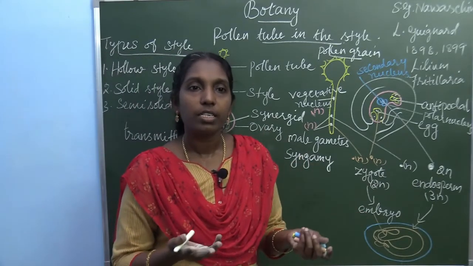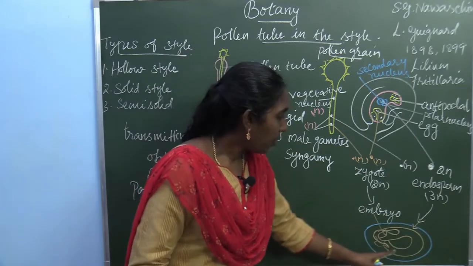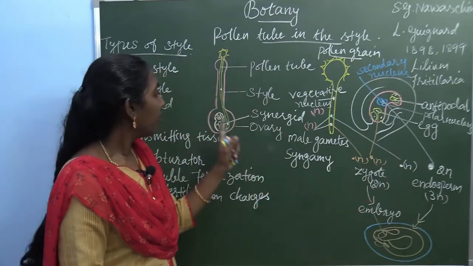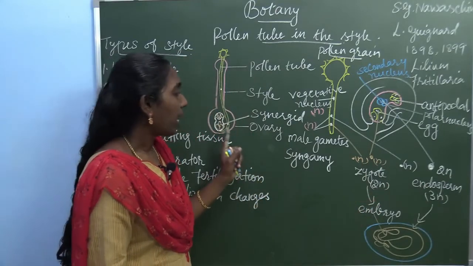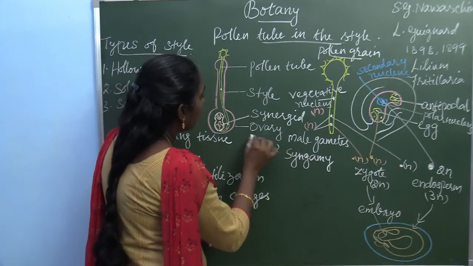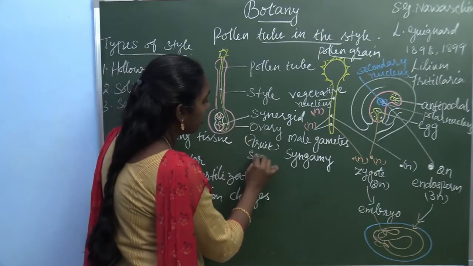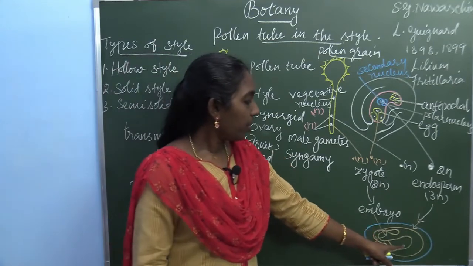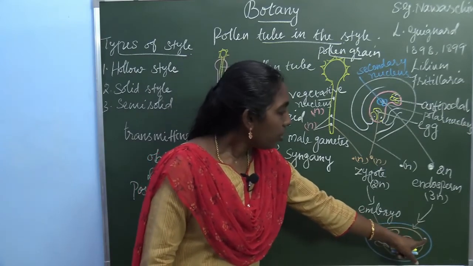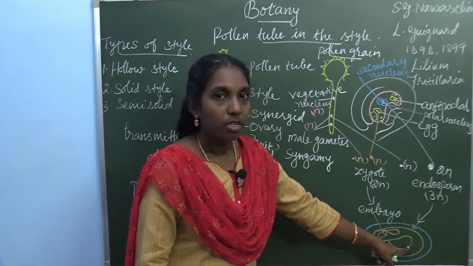So after fertilization, what are the events? Development of the embryo, development of the endosperm, and formation of fruit and seed. The ovary becomes the fruit, and the ovule becomes the seed. The embryo develops inside the endosperm. So endosperm is the nutritive tissue of the developing embryo.